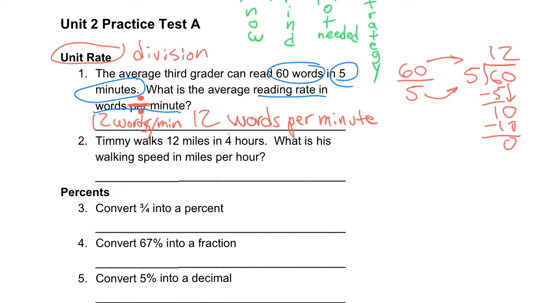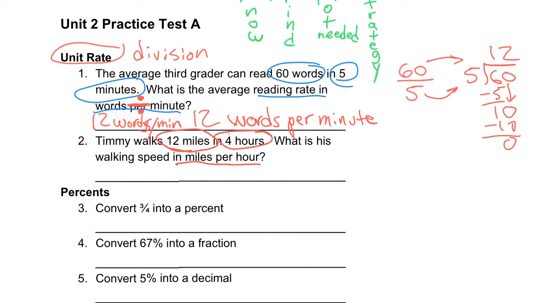Okay, so you should have done something at this point. I'm just going to quickly now walk through this. What do I know? I know Timmy walks 12 miles in 4 hours. What is his walking speed in miles per hour? There's that per again. What are they asking me to find? Miles per hour. Is there anything not needed? No, we needed all this information, so we don't have to scratch anything out. And what is my strategy?